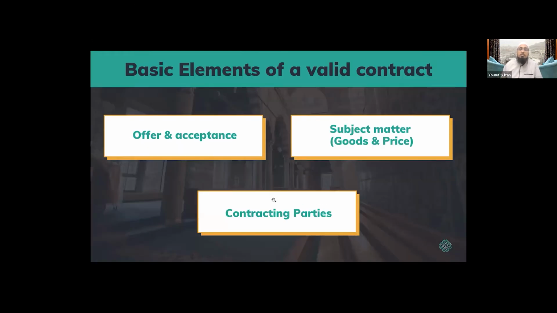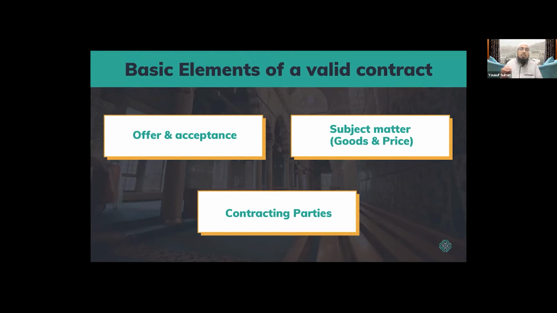Now, the basic elements of a valid contract. First question: why do we need to understand the Islamic law of contract? We learn about a lot of contracts or products, for example murabaha, ijara, mudaraba, musharaka. But why is the ruling of a sale contract like that? Why is the ruling of an ijara contract like that? Why is a mudaraba like that? Why is a musharaka like that? What are the wisdoms, or the algorithms or variables, behind those rulings and requirements?